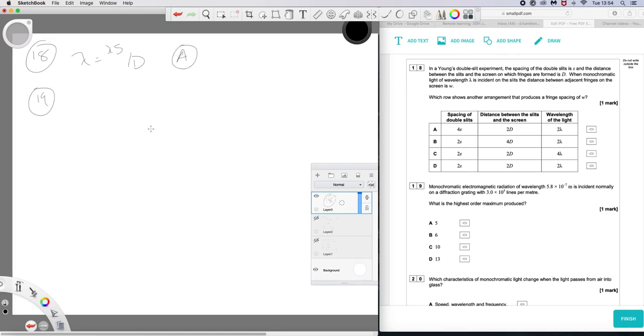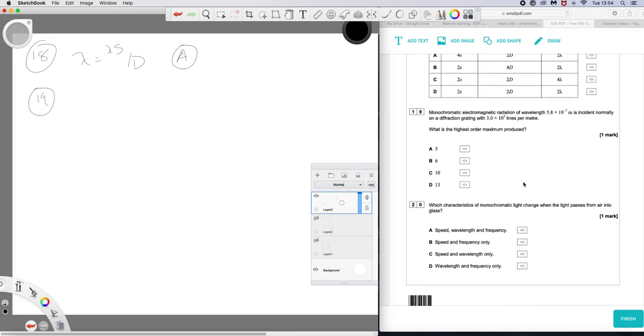19. Was the highest order maximum produced? Well, you're going to say that d sine theta equals n lambda, which leads you to n is d sine theta over lambda. Sine theta has a maximum of 1, so if we do d over lambda, we get 5.7. You can't have 5.7, so the answer is 5, and that is A.